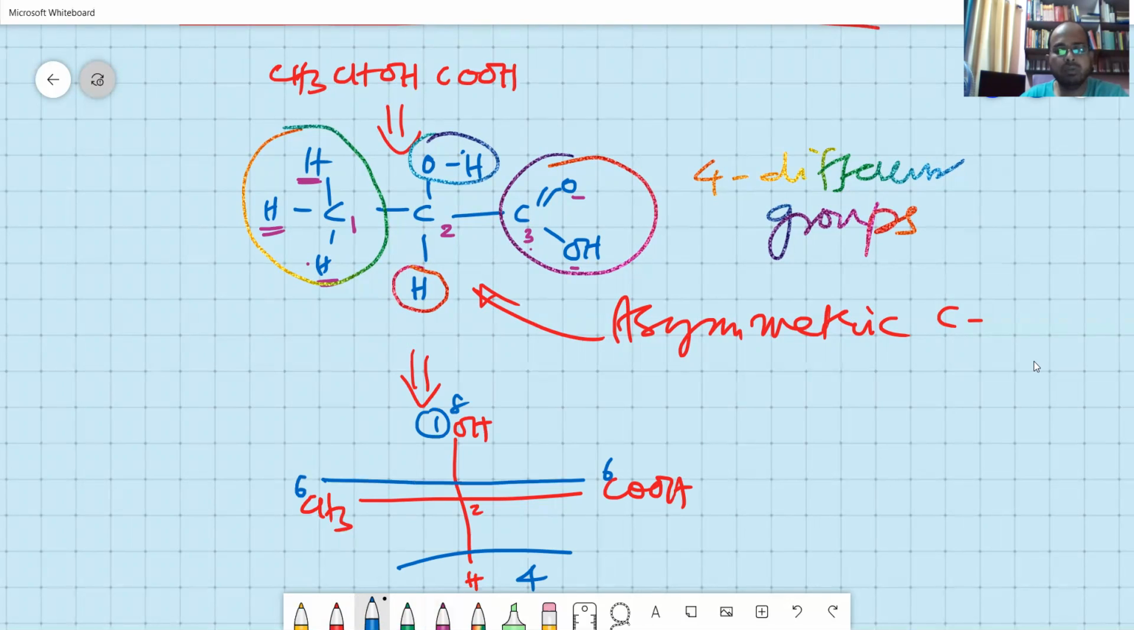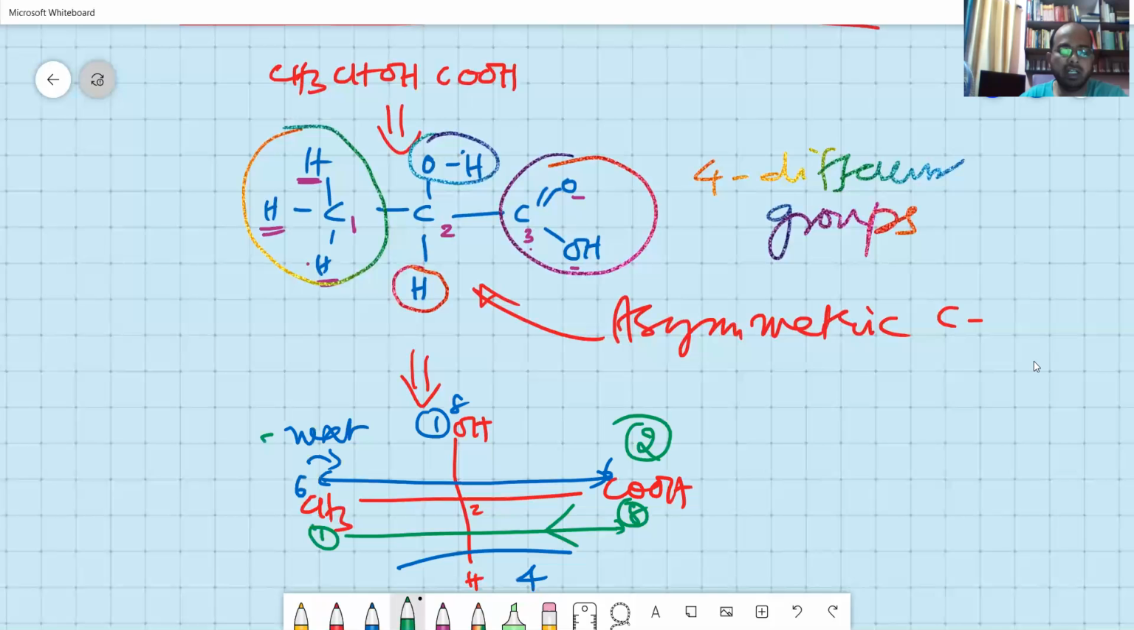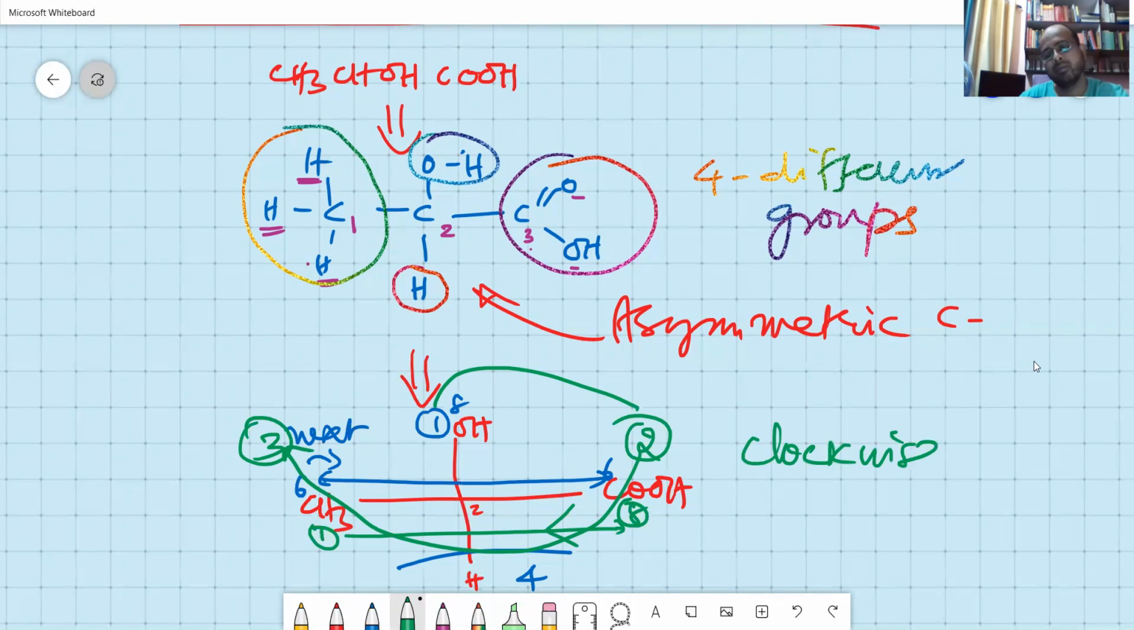Because you have 2 similar 6, you have to look into the next atom. When you look into the next atom, hydrogen 1 comes, here oxygen 8 comes. 8 is greater than 1. So the second priority is for this, third priority is for this. So 1, 2, 3, it goes in the clockwise direction. Therefore it is R isomer.